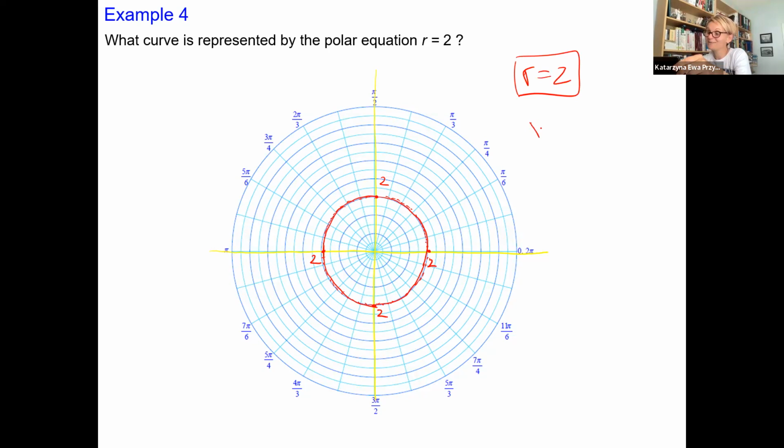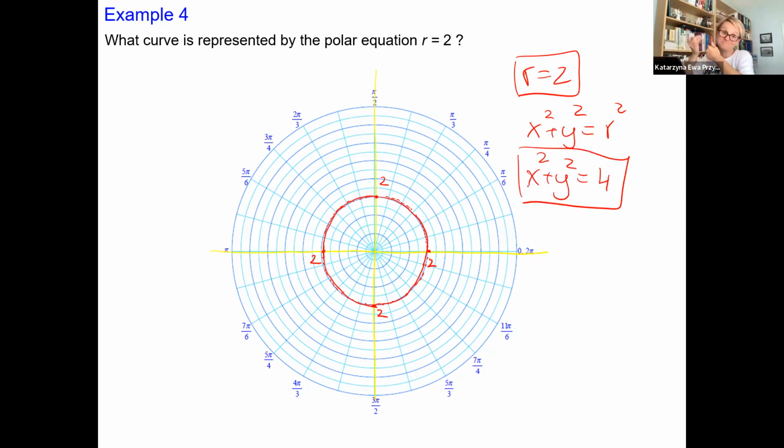Yes, because we have one of the 4 equations. You can write it down: x squared plus y squared equals r squared. Then x squared plus y squared equals 4, because r is 2. And we know that this is the circle with the center 0, 0, and radius 2. That means these are equivalent. Okay, that we know the circle.